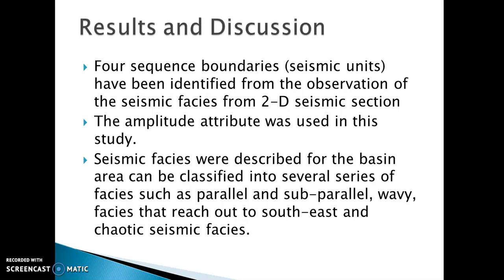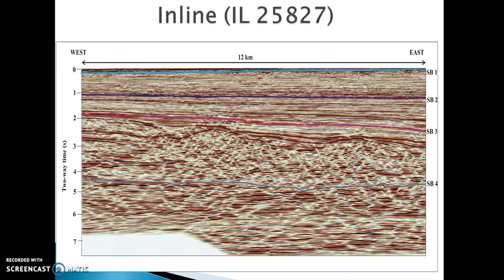Four sequence boundaries or seismic units have been identified from the observation of the seismic facies from the 2D seismic section. The amplitude attribute was used in this study. Seismic facies were described for the basin area and can be classified into several series of facies such as parallel, subparallel, wavy, facies that reach out to the southeast, and chaotic seismic facies.